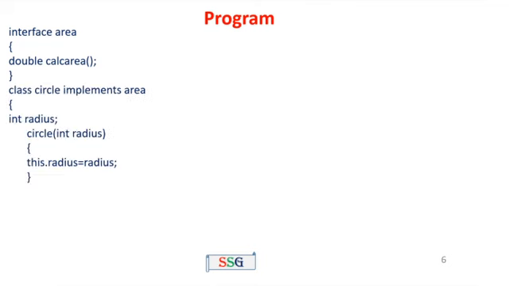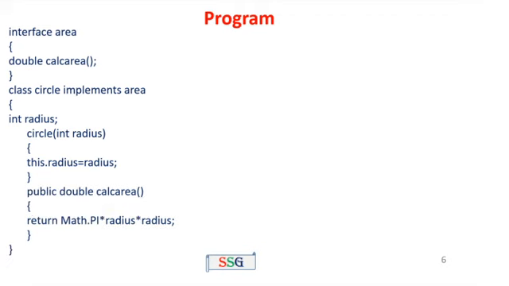Next one, program. Interface Area. The interface contains only one method, double calculateArea. That is the declaration part only, which is a valid statement. Class Circle implements Area. That is, the class Circle implements the Area interface. It has int radius. Then the constructor Circle(int radius), this.radius equal to radius. Then next we have to define the code, that means the interface method code.